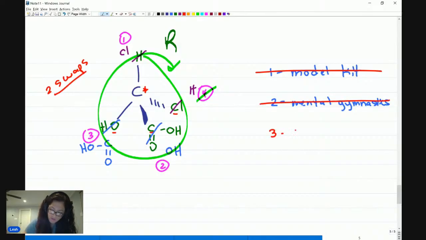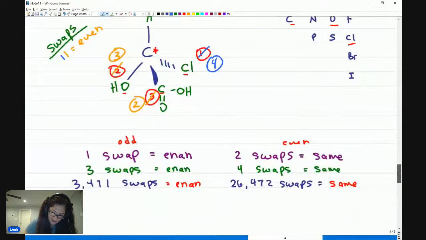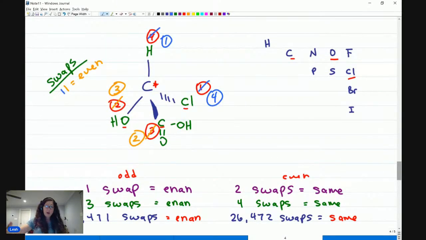This is where option 3 comes in, and that is the swap method. You can swap the groups, which is what we just did here, but even that is too time consuming, so we'll go with option 4, and that is only to swap the numbers. So that is where I accidentally jumped ahead and started swapping the numbers.